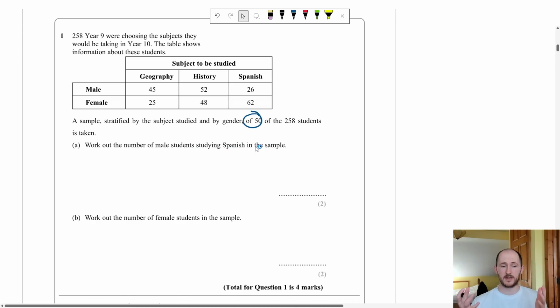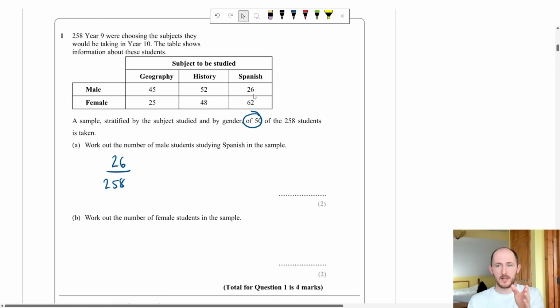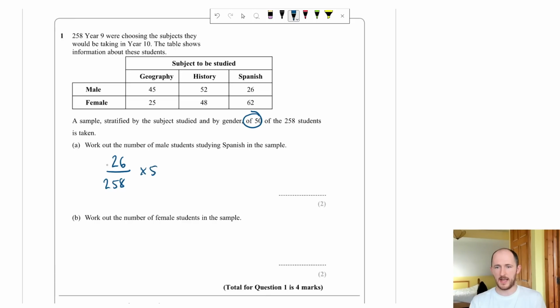So all you need to do for a stratified sample is to work out, or not even work out really, just count how many male students studying Spanish there are. Well, if we look at male and we go to Spanish, there are 26 of them. Out of a total of how many? Well, there are 258 students in total. Now, this proportion, which is the proportion of all Year 9 students that are male and studying Spanish, should be the same as the proportion of those in this group of 50 students that we're taking a sample of. So this is our fraction, and we're just going to times it by the sample size. And this gives us roughly how many students we would need in our sample.